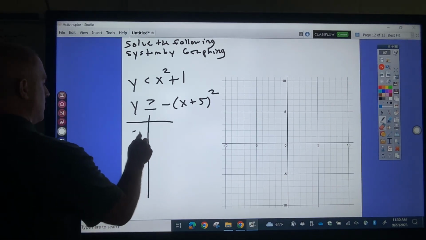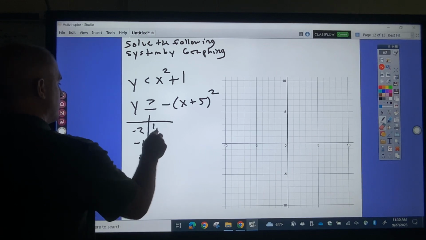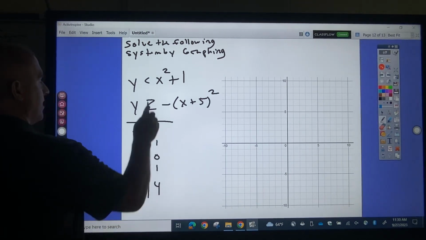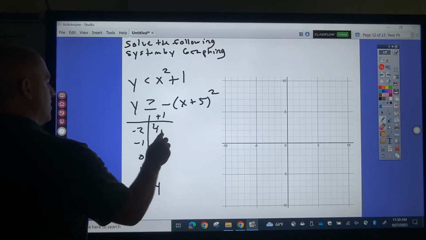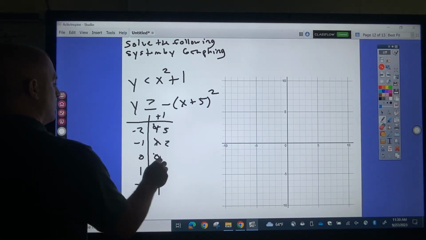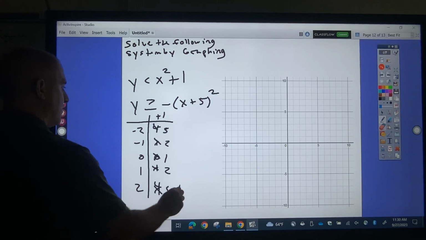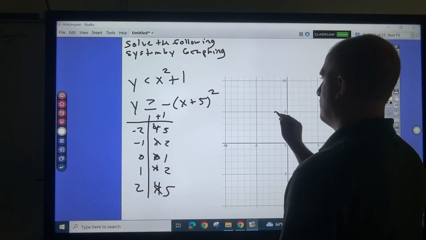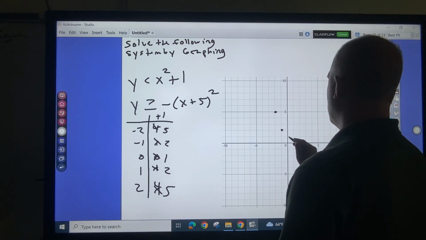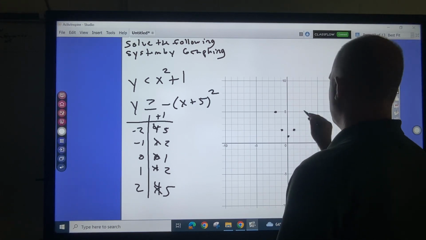We should get really good at the parent function for quadratic. This one, nothing's going to change here. This I'm just going to add 1. That's 5, 2, 1, 2, 5. So -2 over 5 up, -1 over 2 up, 0, 1, 1, 2, 2, 5.